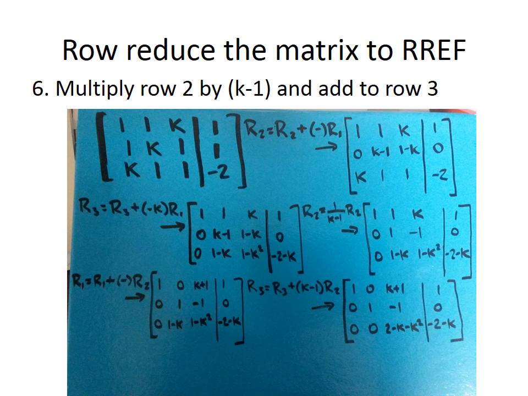Now we're going to create a 0 in row 3, column 2. And to do this, we are going to multiply row 2 by k minus 1 and add this value to row 3.